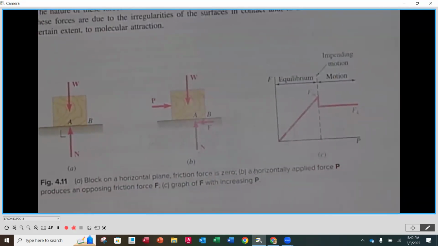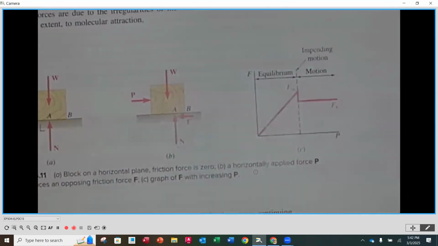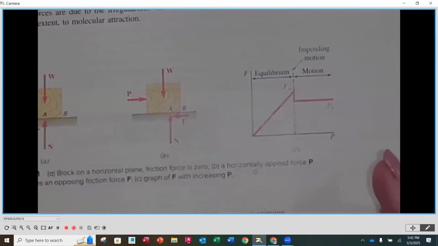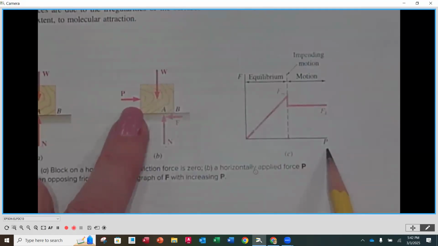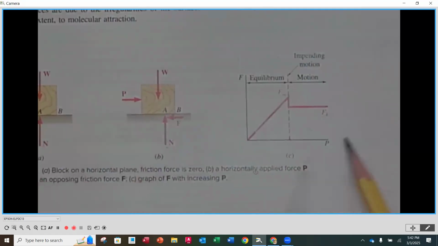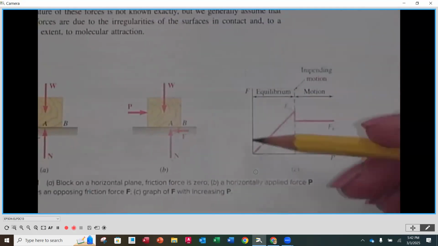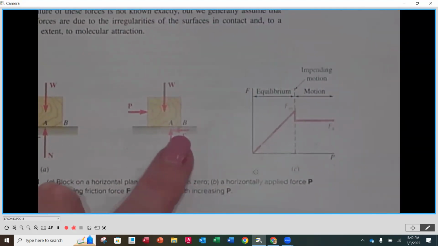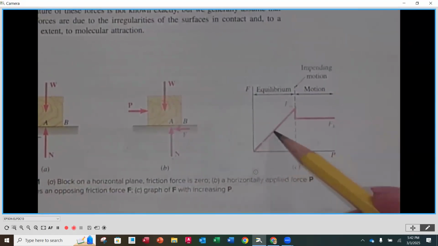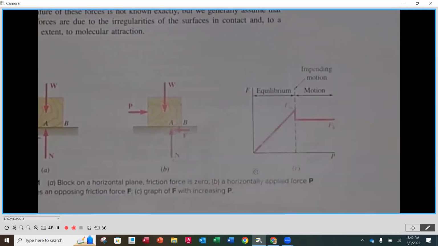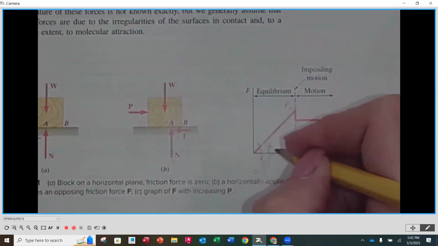Now, over on the right-hand side here, this is a nice little graph. I like this graph because it gives us a pictorial of how the friction forces act in relationship to the applied force. Let's look first at the axes. The horizontal axis represents the force P, the pushing force. The vertical axis represents the friction force. For a while at the beginning there is a straight line at a 45-degree angle.